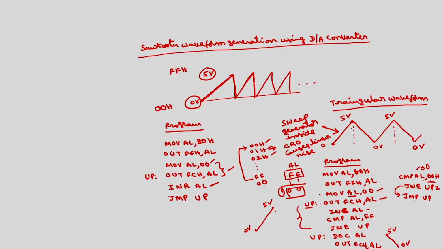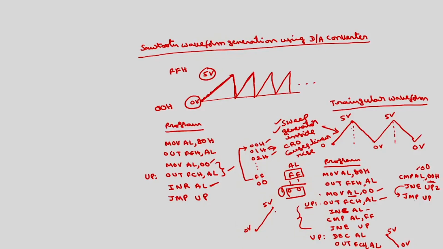Okay. So, the frequency of this sawtooth or triangular waveform will be decided by the sweep generator of the CRO. It is not there in our hand. Like in case of a square wave, we can control the frequency of the square wave by changing the delay, whereas here the frequency of the sawtooth waveform and triangular waveform will be decided by the sweep generator present in the CRO.